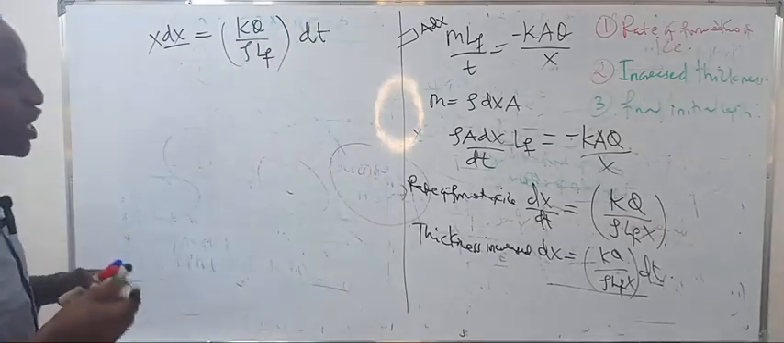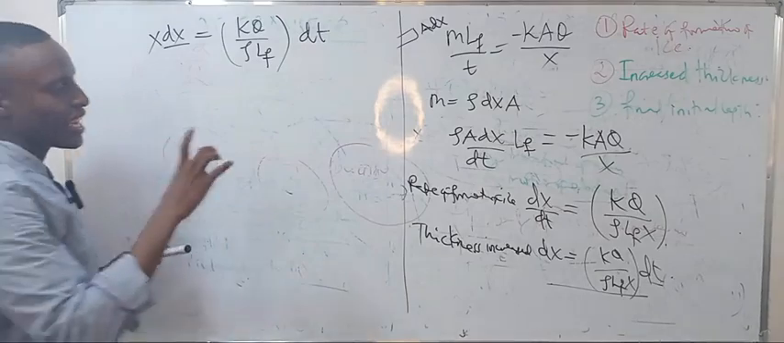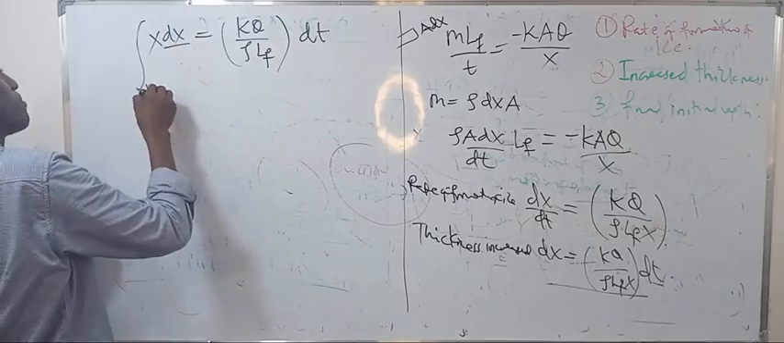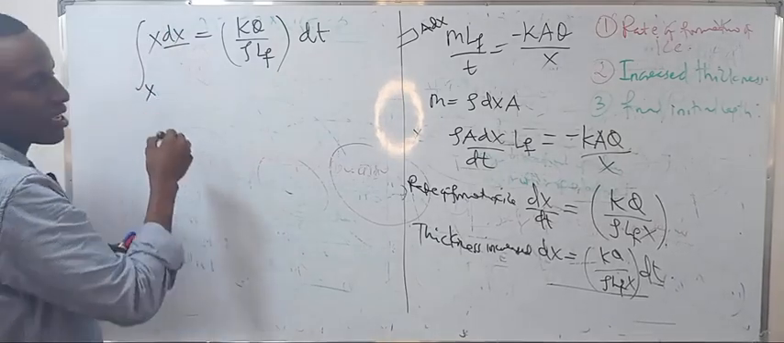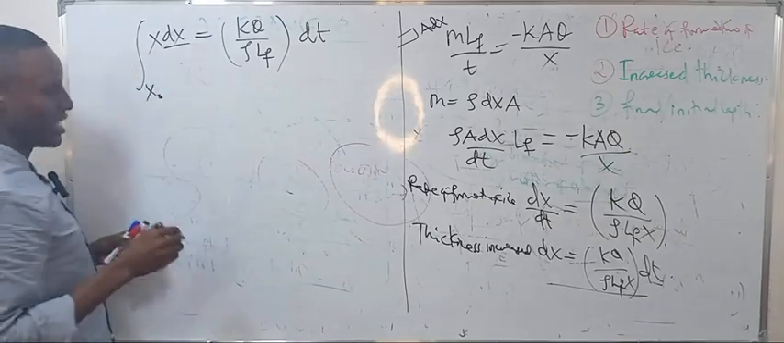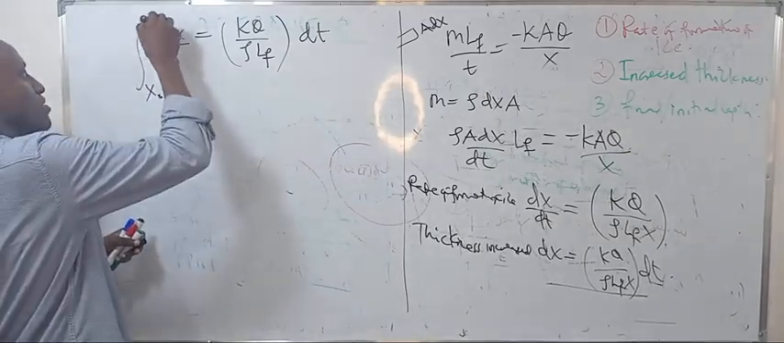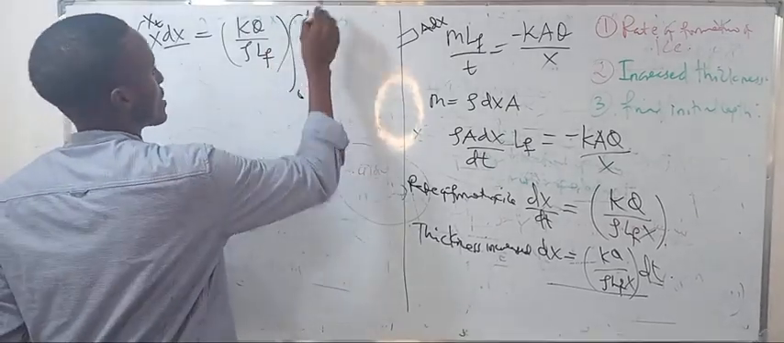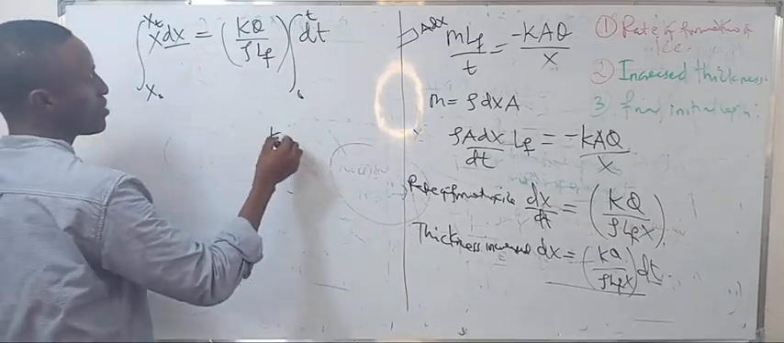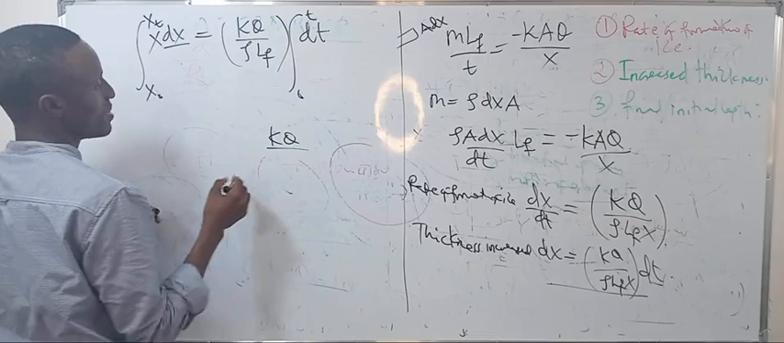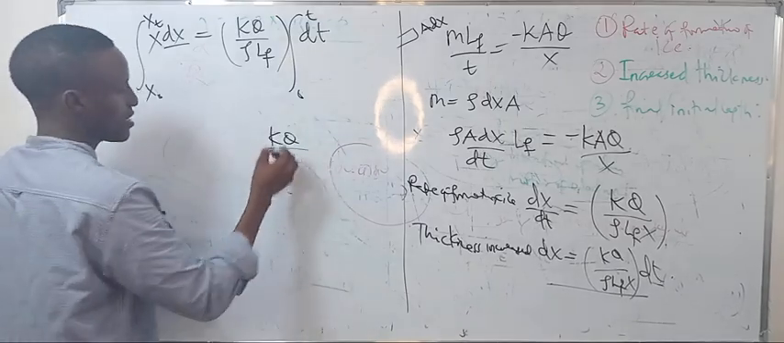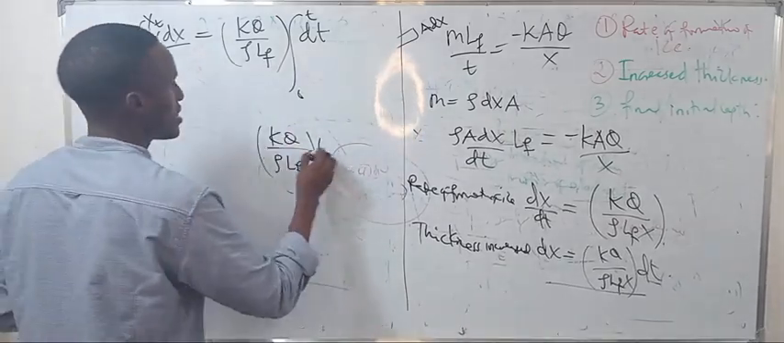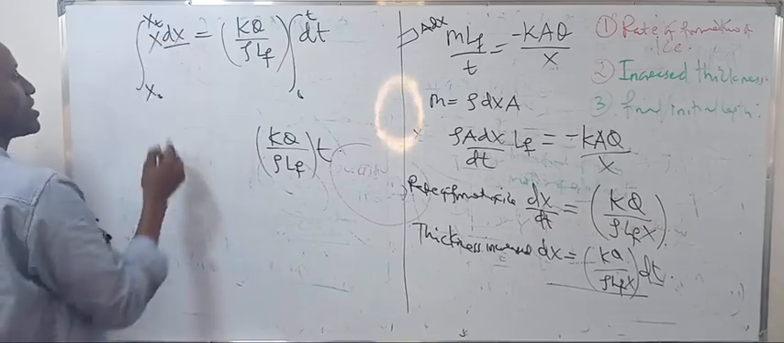So actually talking about the final and the initial, we just integrate this from when x was initial, let's say 0, and when it was at time t, given time, 0 to given time t. So we can obtain k theta over density latent heat of fusion, and this is t, when you integrate.